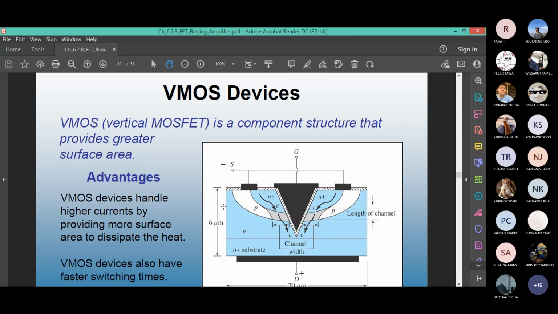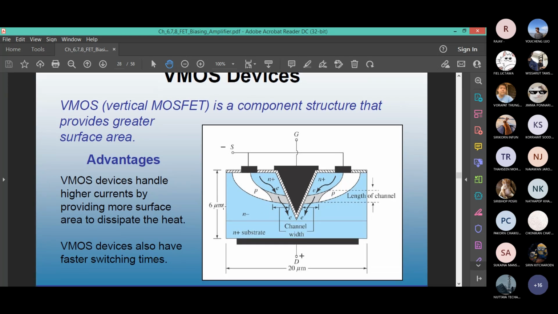With vertical MOSFET construction, the surface area becomes larger, which means the heat can be distributed on a wider area. So the heat in a unit area is less. Switching time is faster for vertical MOSFET.